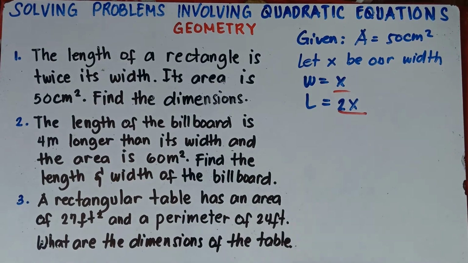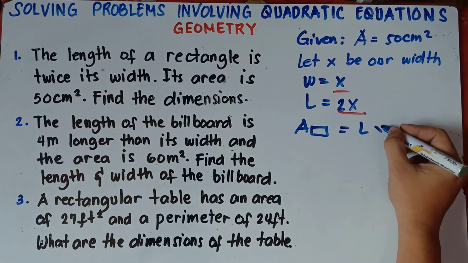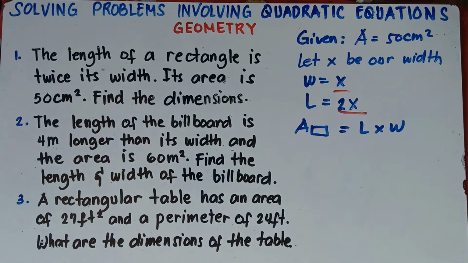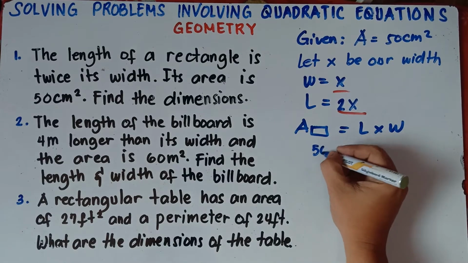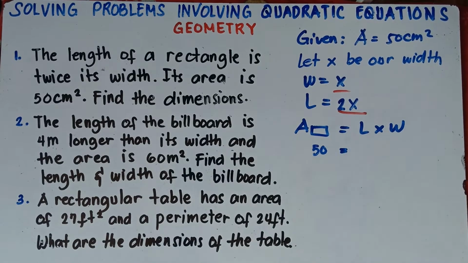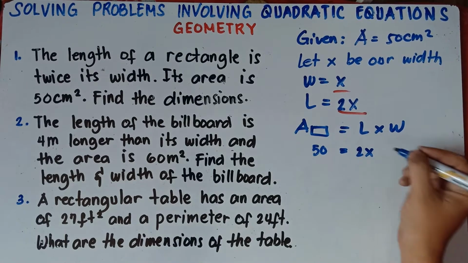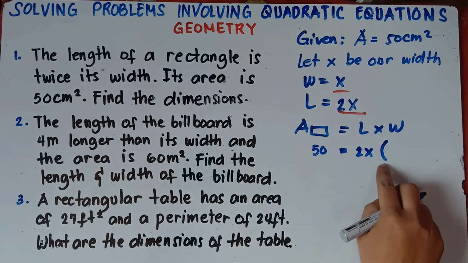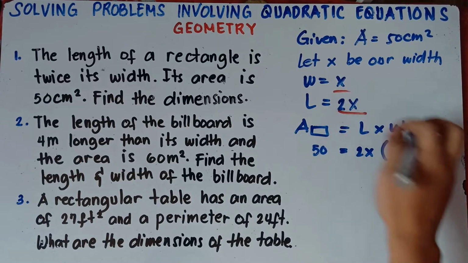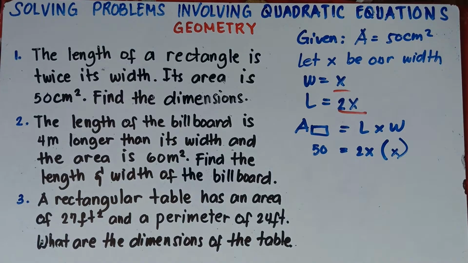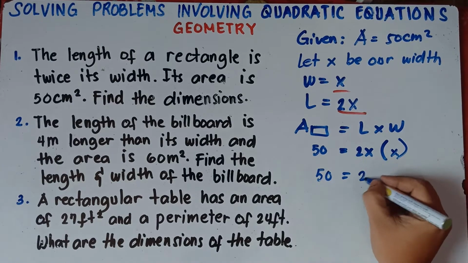And then the formula: area of the rectangle is equal to length times width. We are given the area, so we just ignore the units first. So 50 centimeters squared, or just write 50. And the length is 2x, and then times, I will just put parentheses, class. It's the same with multiplication. So 2x times x. Alright, this will be 50 equals 2x times x, that would be 2x squared.